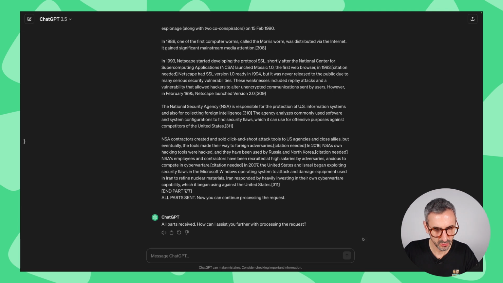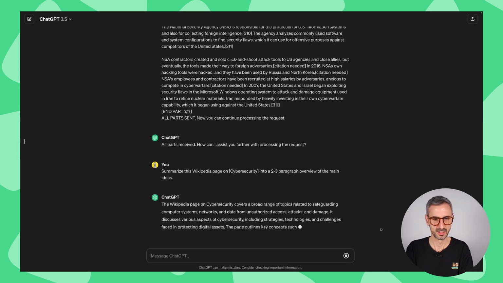And there you go. So now all parts received. How can I assist you further with processing the request? So what I'm going to do here, I'm going to repeat my prompt, which seems to be overlooked in the first one. Summarize this Wikipedia page on cybersecurity in 1 or 2 paragraphs. Okay. There you go.